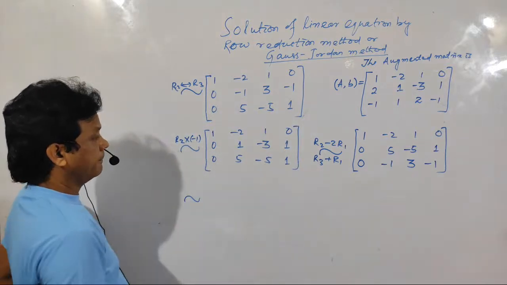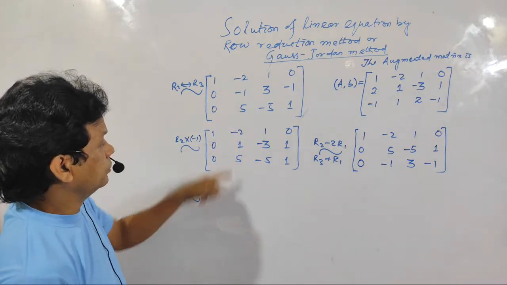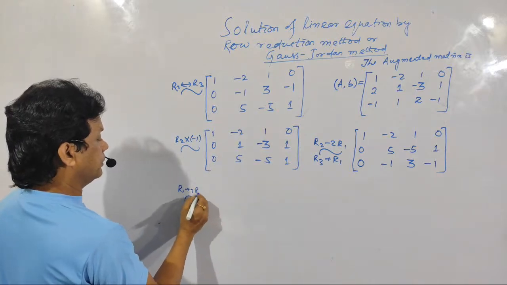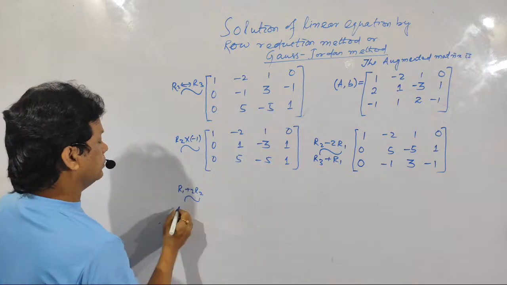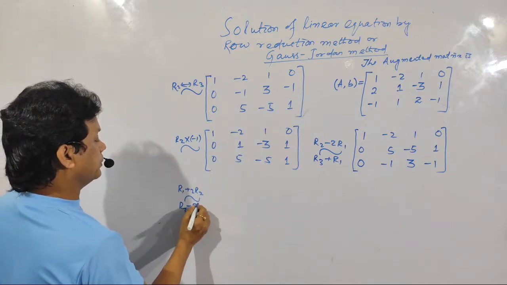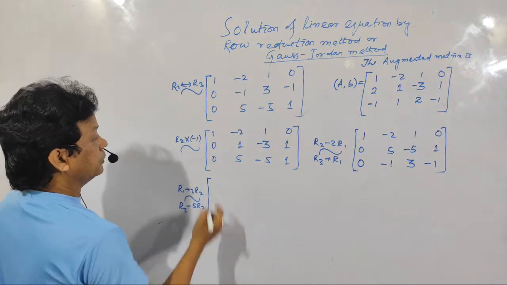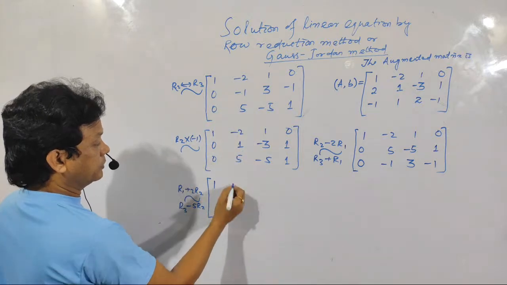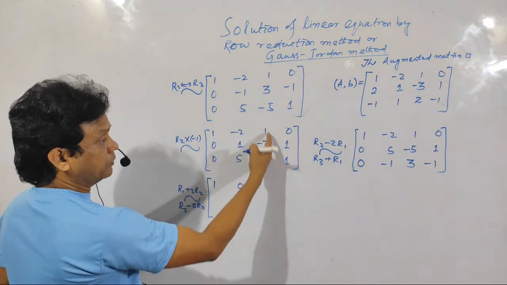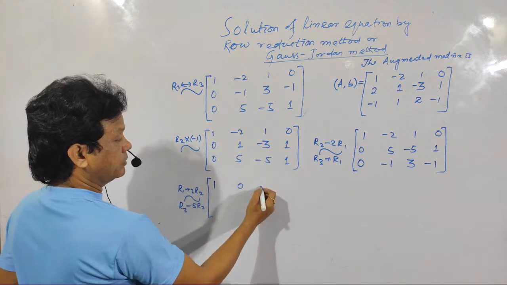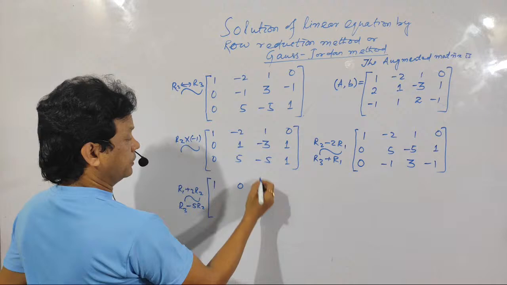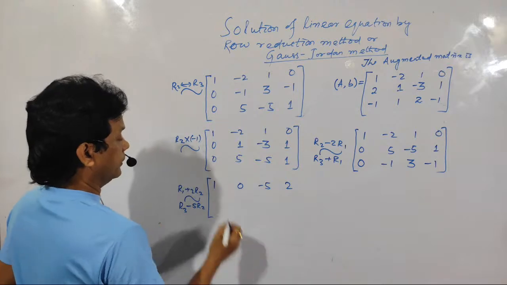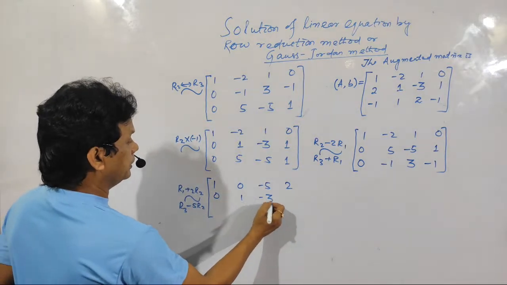So now, by the help of 1, you have to make this to 0. That means R1 plus 2 times of R2. Then how to make this one 0? R3 minus 5 times of R2. Clear? So this R1 plus 2 times, it is 1. This one plus 2 times, 0. This one plus 2 times, this is 2 times is minus 6 plus 1, this is minus 5. 0 plus 2 times of this one 2. Then 0, 1, minus 3, 1.